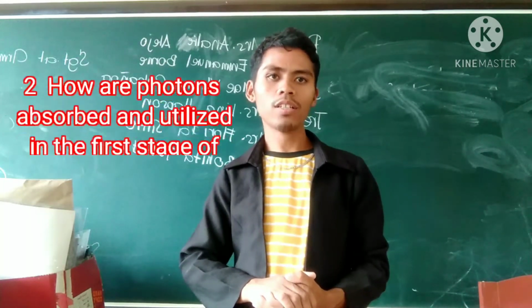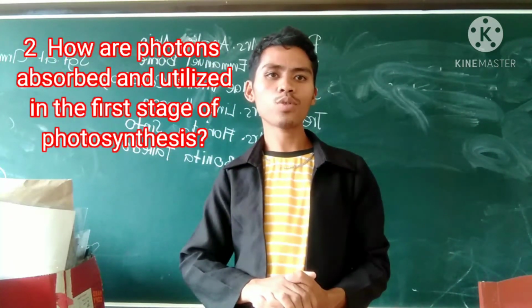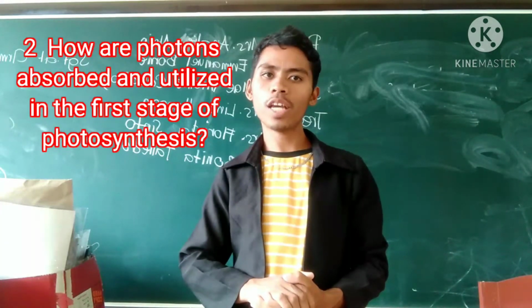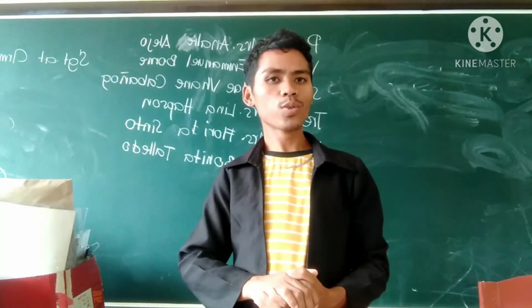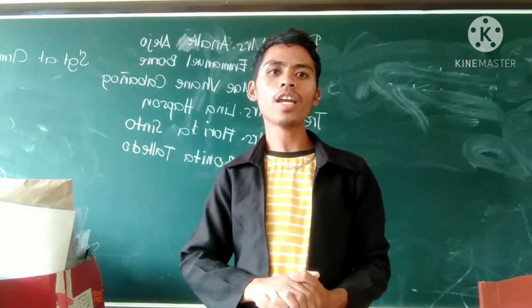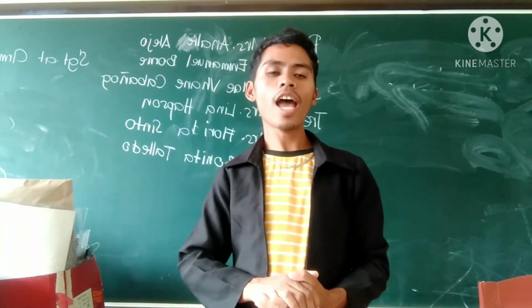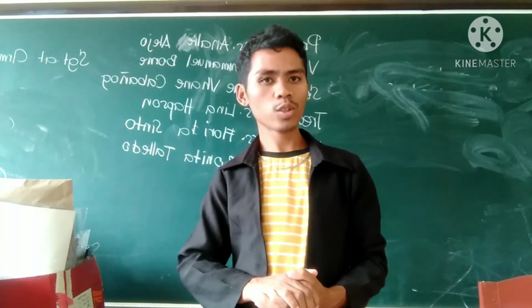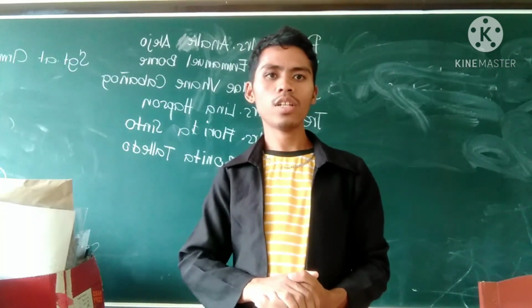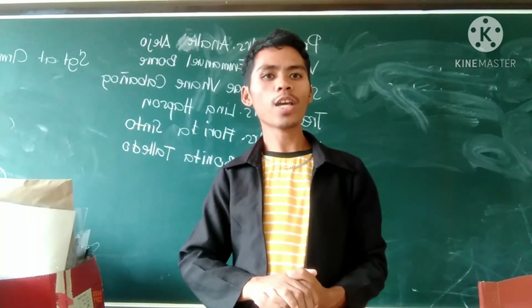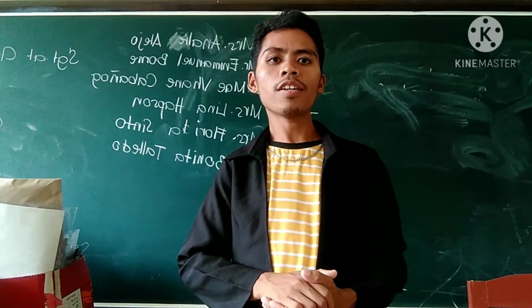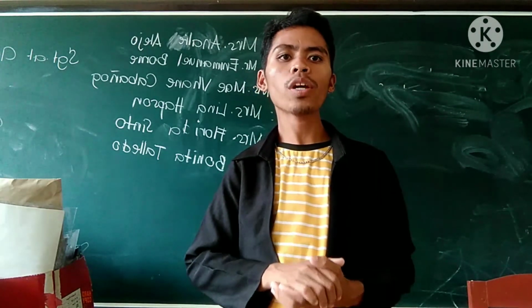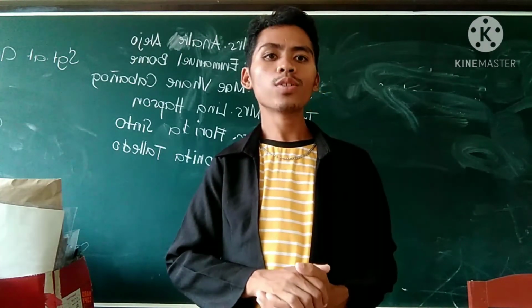Question number 2. How are the photons absorbed and utilized in the first stage of photosynthesis? A photon strikes photosystem 2 to initiate photosynthesis. Energy travels through the electron transport chain, which pumps hydrogen ions into the thylakoid space. These form an electrochemical gradient.